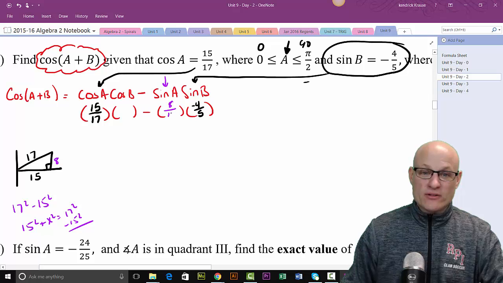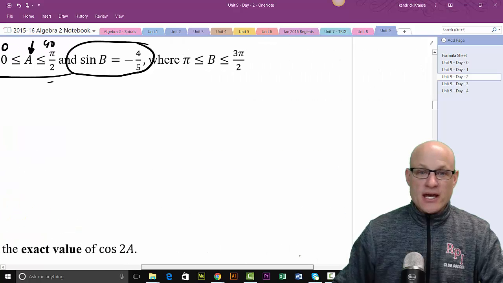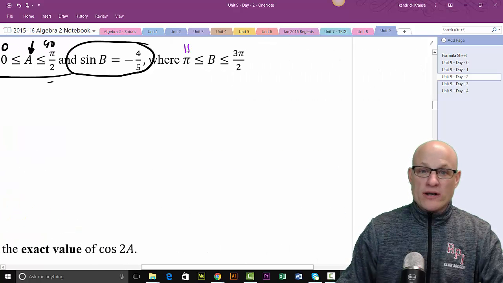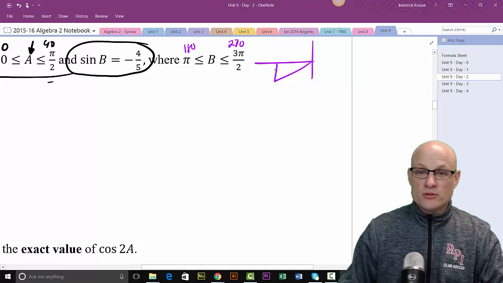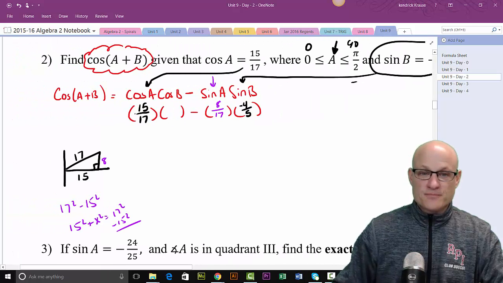Now we need to work with B. B's a little trickier. Angle B is from 180 to 270. So that puts this in the third quadrant. And it tells us that it's 4 over 5, opposite over hypotenuse. And of course this side is a 3. So if I want the cosine of B, it's negative 3/5. Now I can put this in my calculator, but this is negative 45 over 85.